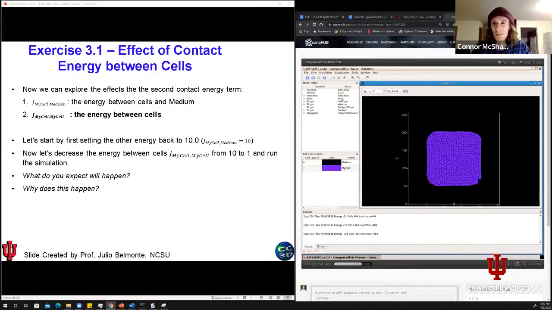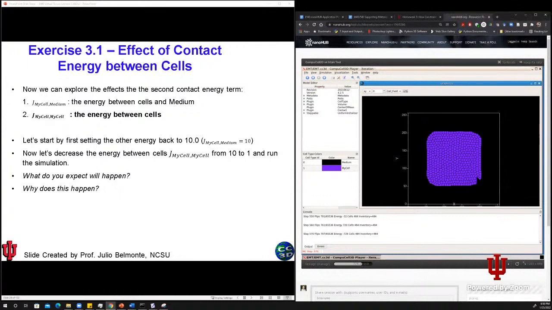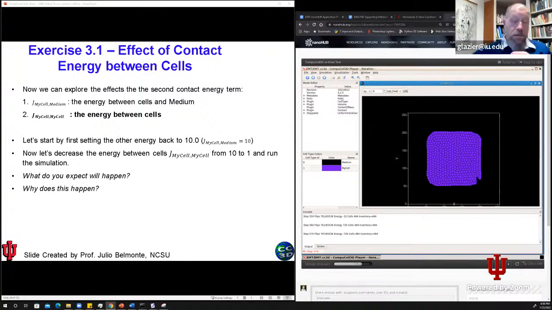Hey, wait, this is one of those trippy moments where energy is lower, right? So if the contact energy is lower, shouldn't that mean that they adhere more? Okay. What else is going to happen? Are the cells not going to keep a very uniform shape? That's right. Because creating surface will cost less.